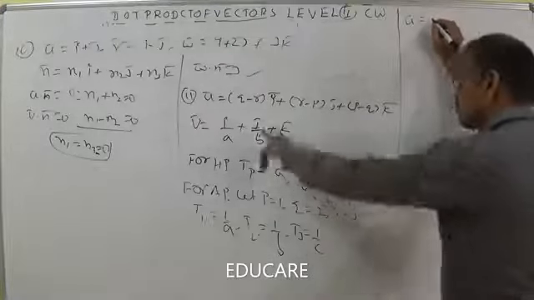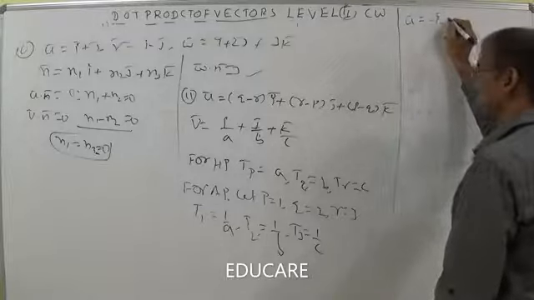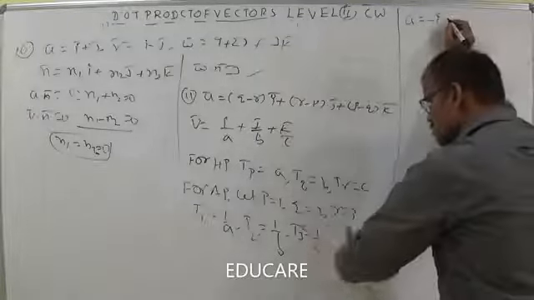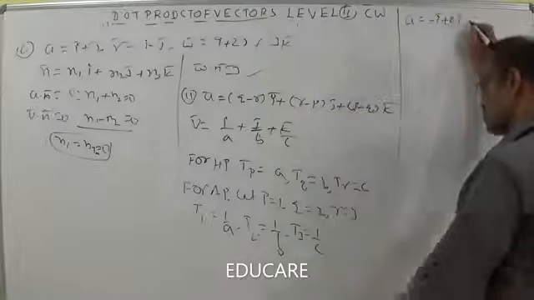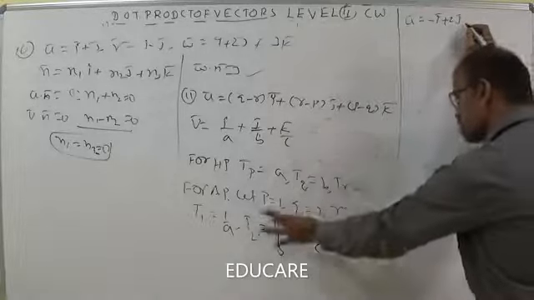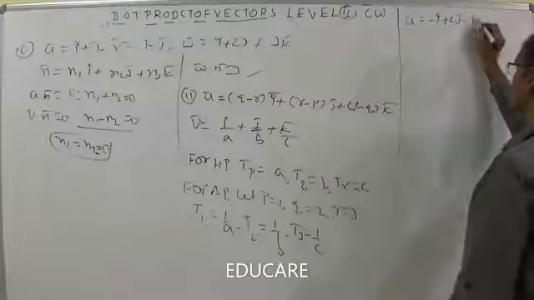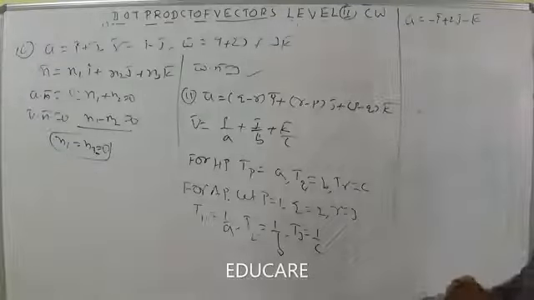What is the value of Q minus R here? Q means 2, 2 minus 3, it becomes minus I bar. R minus P, 3 minus 1, it becomes 2J. Next, P minus Q, 1 minus 2, minus K. U bar we got minus I plus 2J minus K.